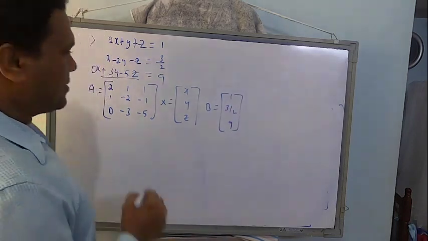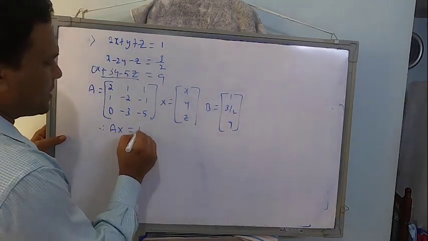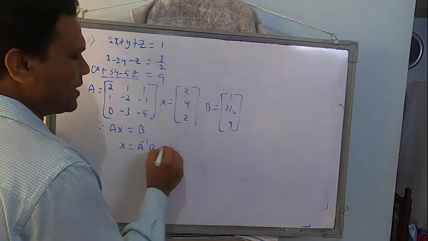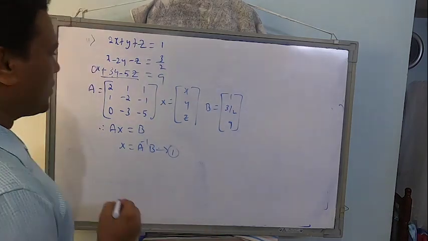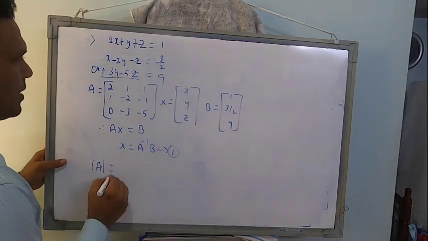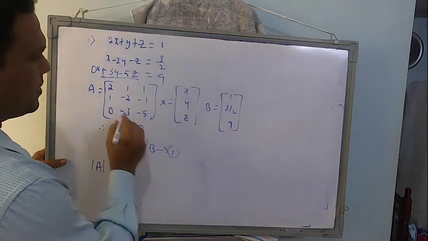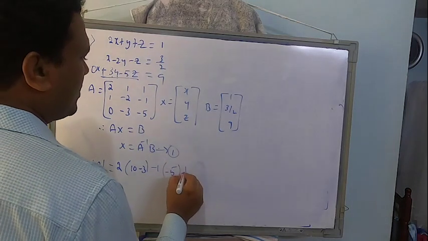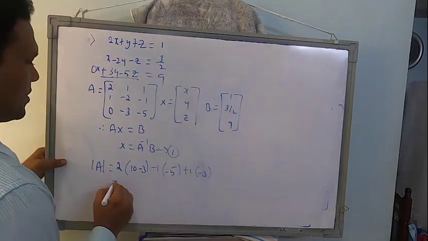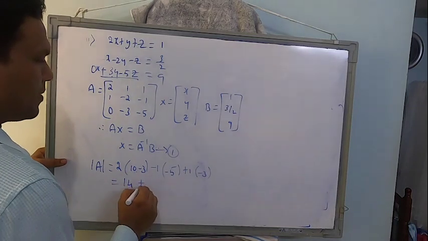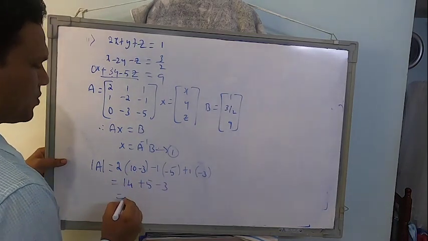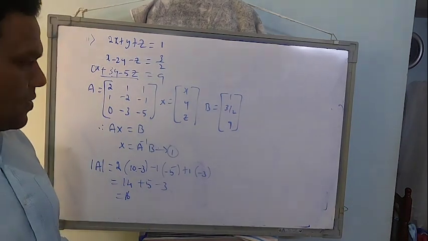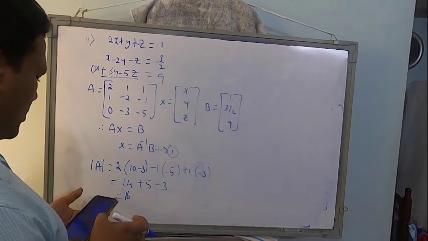Correct? So that means the given system of equations can be written as AX equal to B, or X equal to A inverse multiplied by B. That's my required equation. So the procedure is to find A inverse. So determinant A equal to 2 multiplied by 10 minus 3, minus 1 multiplied by minus 5, plus 1 multiplied by minus 3. So this is going to be 7, that is 14 plus 5 minus 3. So how much is that value going to be? That's going to be 16. So just let me cross verify the answer in case something goes wrong.